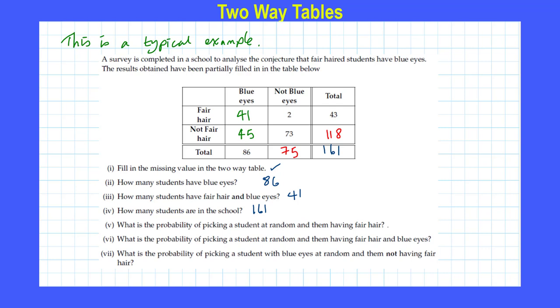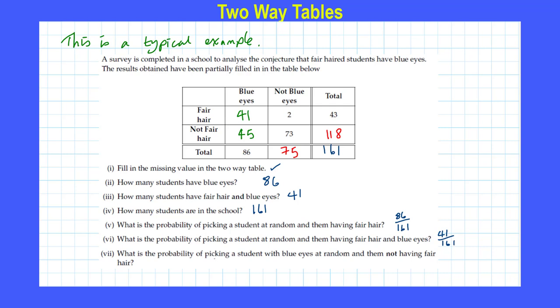What is the probability then of picking up a student at random having fair hair? Well, we know there are 86 students with fair hair and there's 161 students in the school, so it's simply 86 out of 161. A random student having fair hair and blue eyes, well, we know there's 41 of those, we've already worked that out, and there's still 161 students in the school.